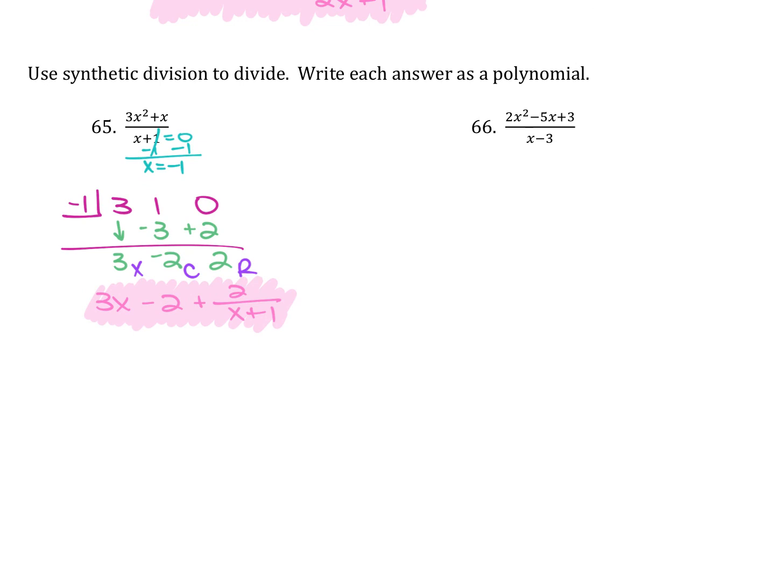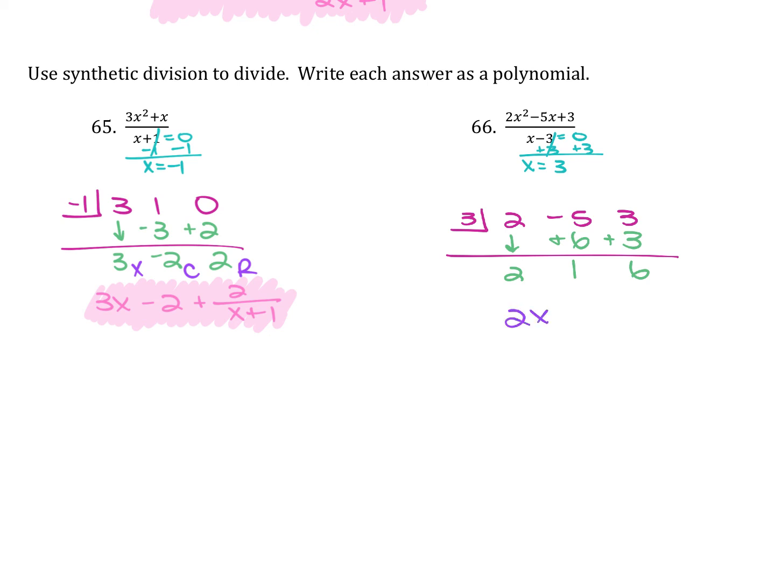For 66, you have 2x squared minus 5x plus 3 over x minus 3. So once again, we're going to set that x minus 3 equal to 0. Add your 3 over. That gives us that x is equal to 3. The 3 is going to go in our box. We have 2, negative 5, and 3 on the other side. 2 drops down. 2 times 3 is 6, plus the negative 5 gives us 1. 1 times 3 is 3, plus 3 is 6. So that gives us 2x plus 1, sorry, plus 6 over x minus 3.